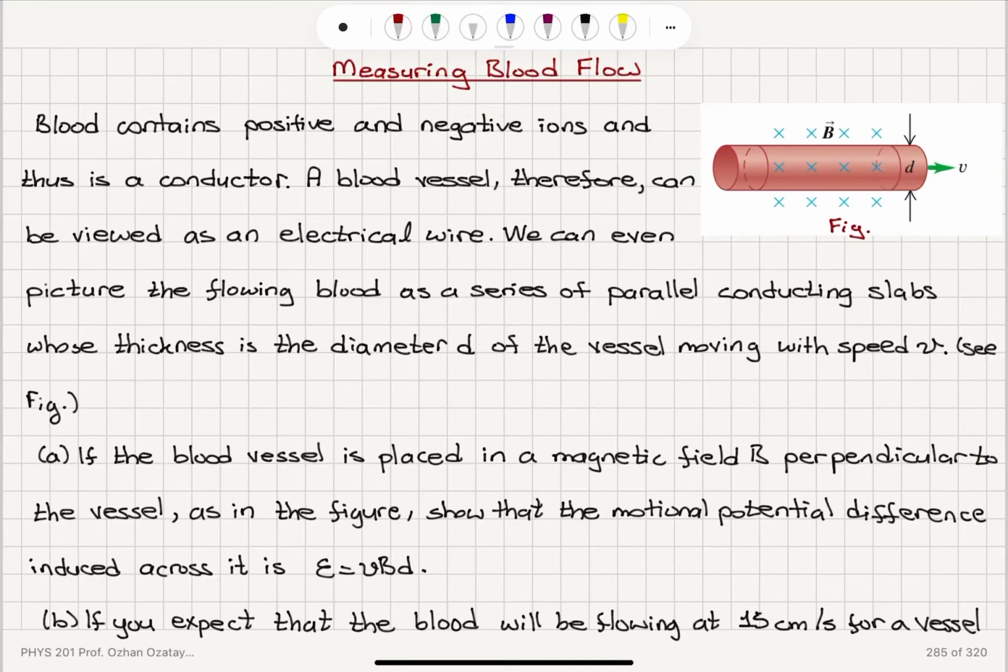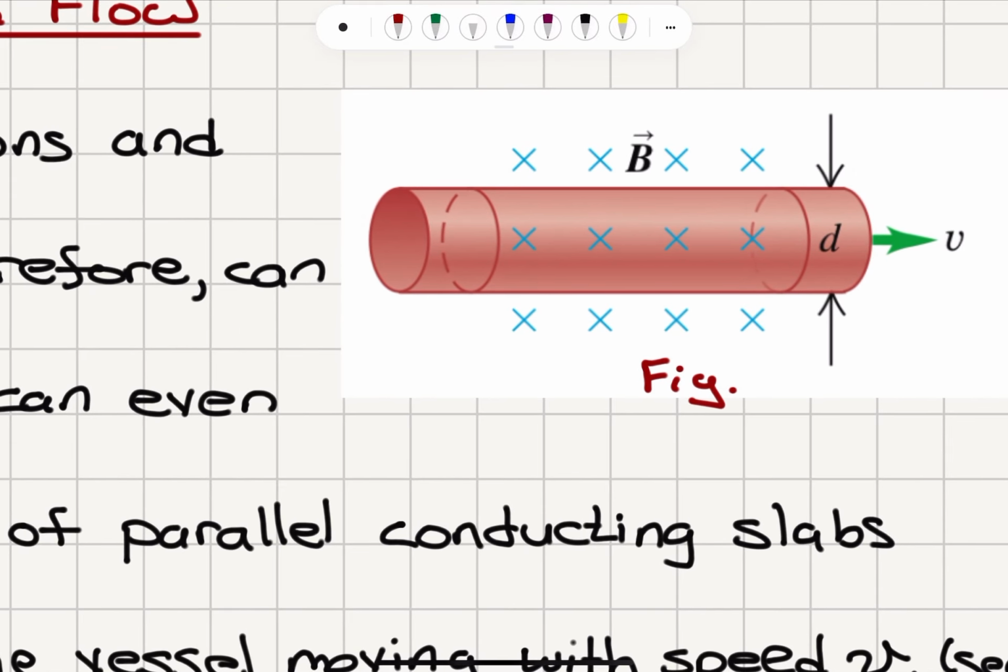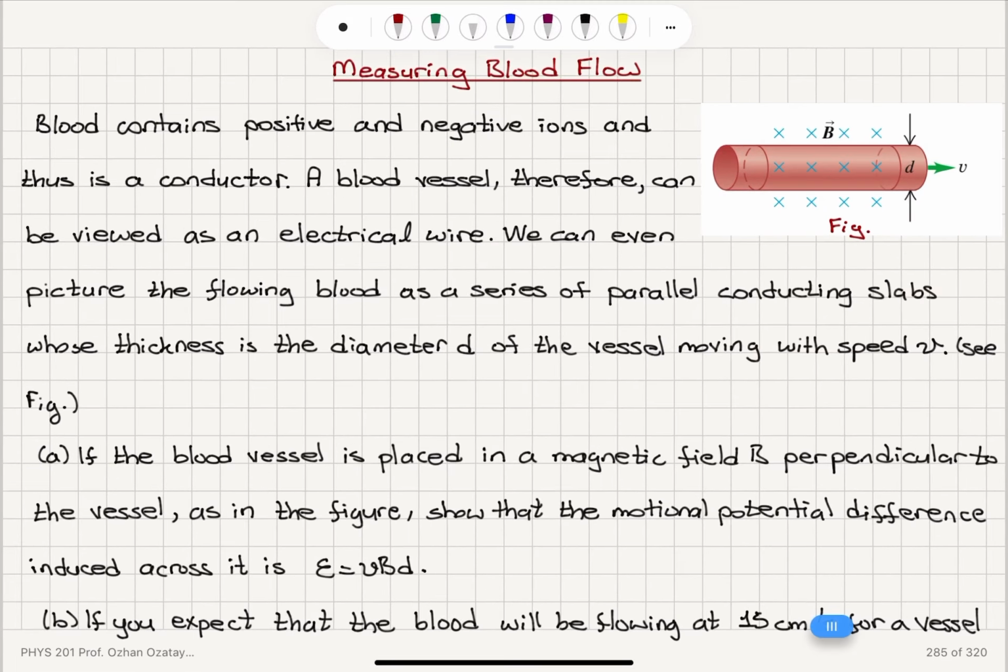Measuring blood flow. Blood contains positive and negative ions and thus is a conductor. A blood vessel therefore can be viewed as an electrical wire. We can even picture the flowing blood as a series of parallel conducting slabs whose thickness is the diameter d of the vessel moving with speed v. So you can see that the diameter is d, it's moving with speed v, so it's like a conductor.